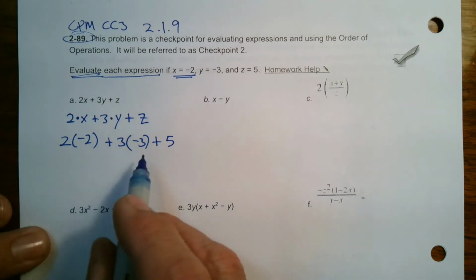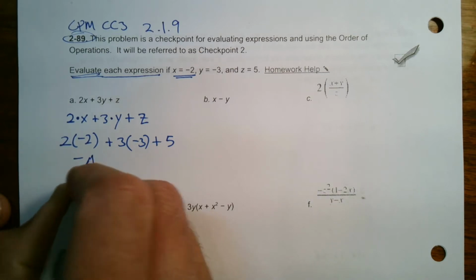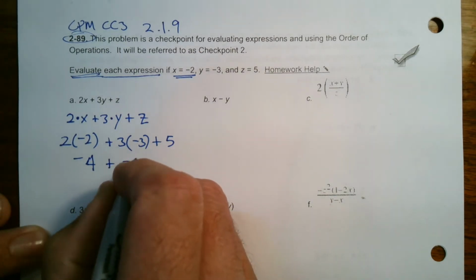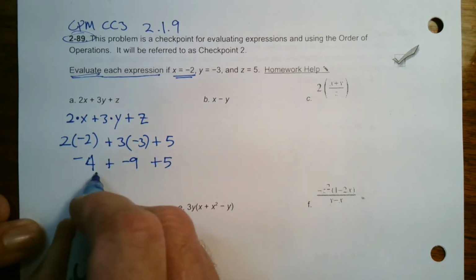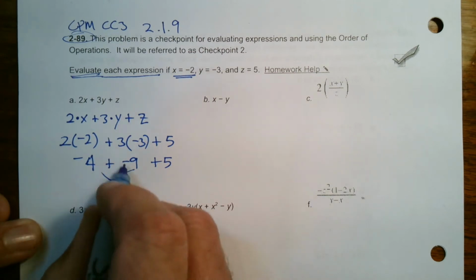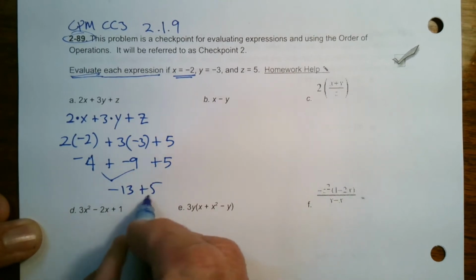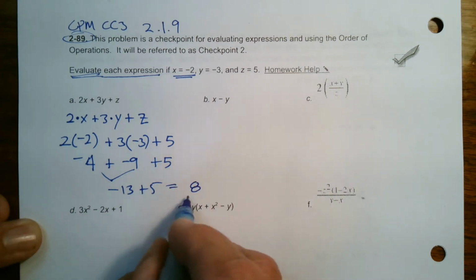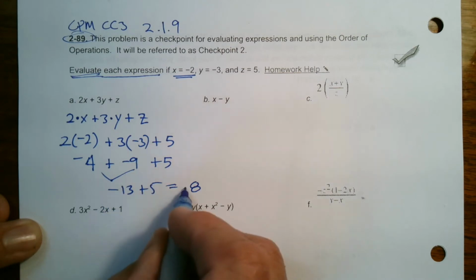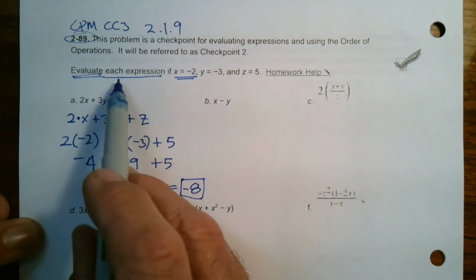Remember, you multiply before you add. So 2 times -2 is the first one, and that becomes -4, plus 3 times -3, which is -9, plus 5. Now all I have is addition, so I just add straight across. -4 and -9 is -13, and then plus 5. So -13 plus 5: remember, opposite signs, a negative and a positive. When you're adding, you actually subtract. 13 minus 5 is 8, but we look to see there are more negatives, so the answer is -8. Okay, so that's evaluating an expression.